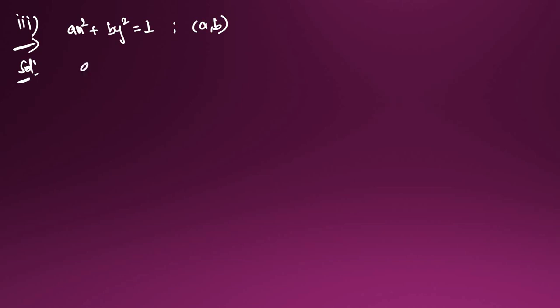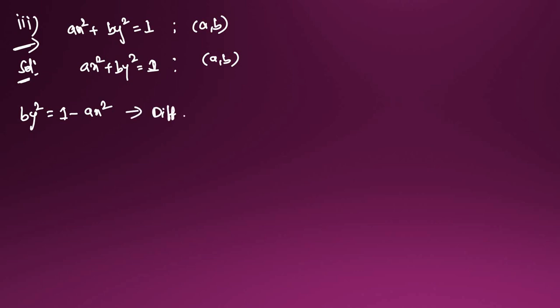Solution here: ax square plus by square is equal to 1 is given here, where we have to eliminate a and b. So here I will take by square is equal to 1 minus ax square. From this, what we do is differentiate both sides with respect to x.